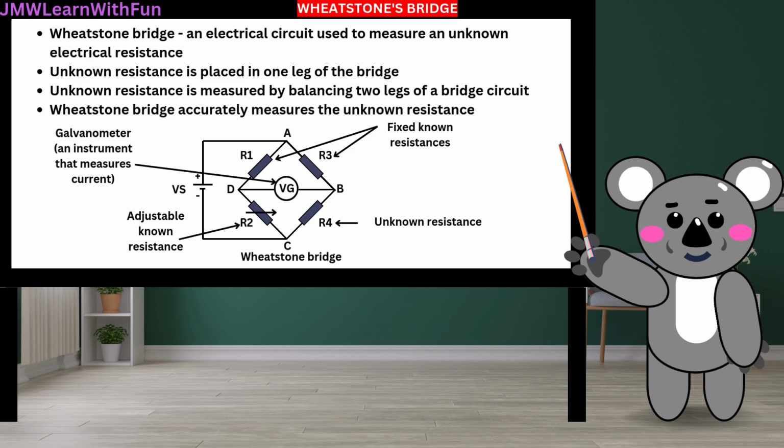Two fixed known resistors R1 and R3, connected between points A, D and A, B respectively, an adjustable known resistance R2, connected between points D and C, and an unknown resistance R4, connected between points B and C. R4 is the resistance to be measured.